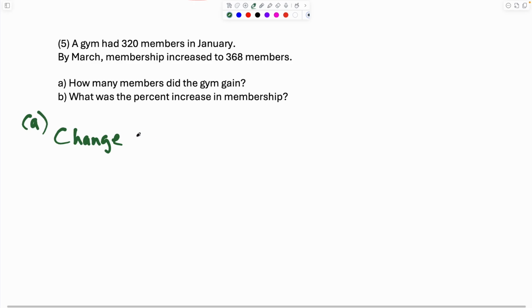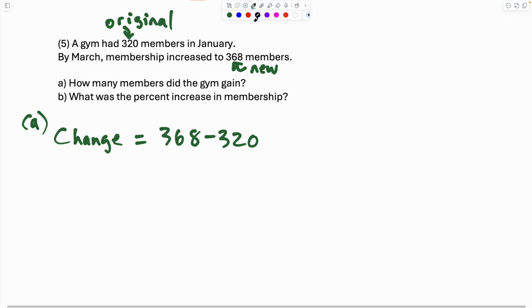So for part A, we're finding the change, which is the new amount minus the original amount. And here, this is going to represent the original amount because this is the number of gym members in January. And then we have, by March, membership increased to 368 members. Okay, so this is our new amount because March is later. And they're saying that the membership increased to this new amount. So we're going to take the new amount and subtract the original amount.